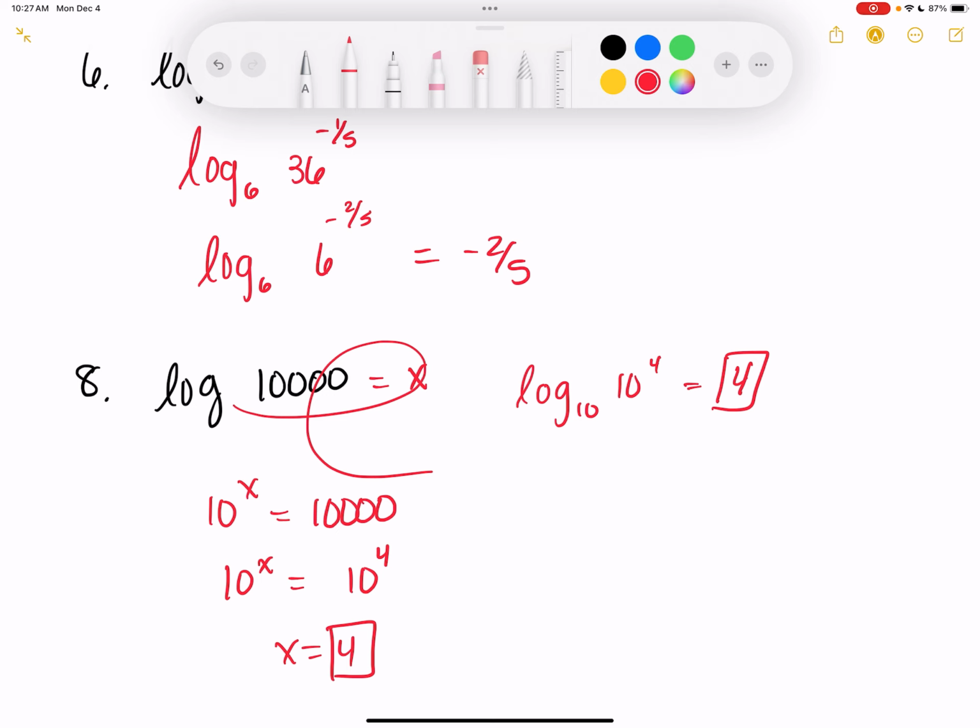I thought it was 10 squared. That's 100. She did 100 squared. She got there eventually.